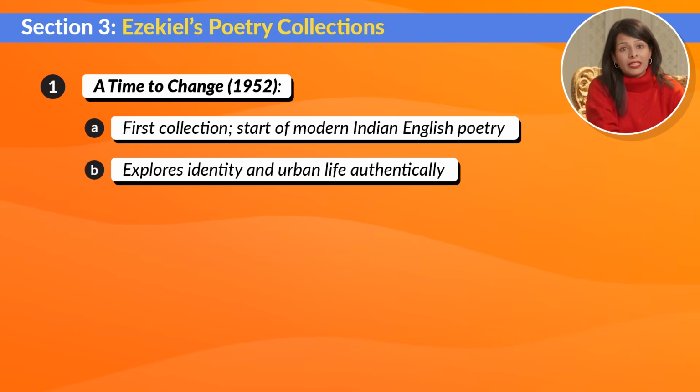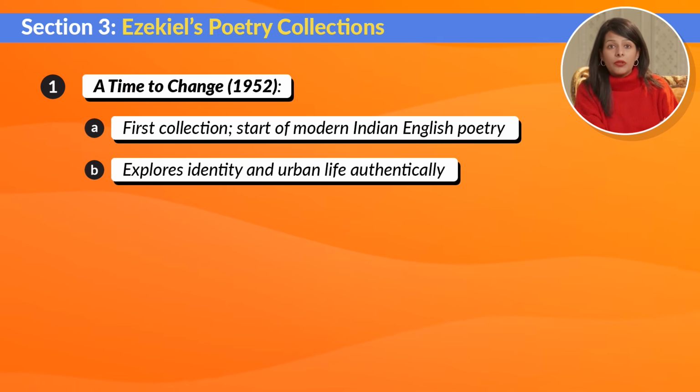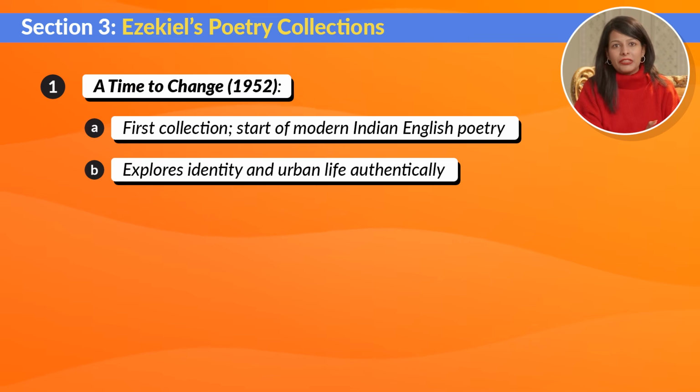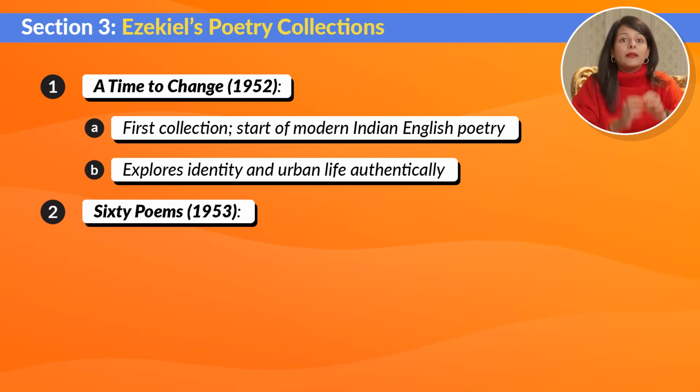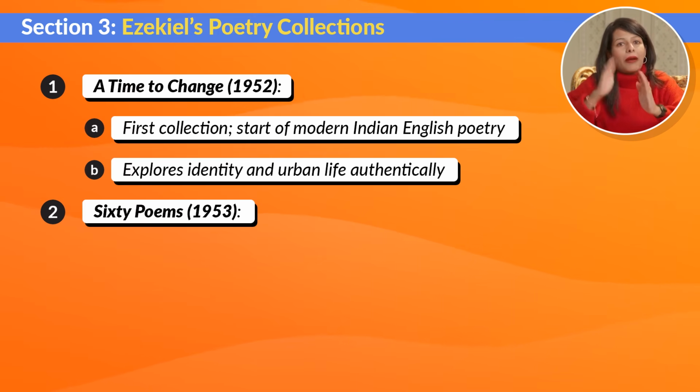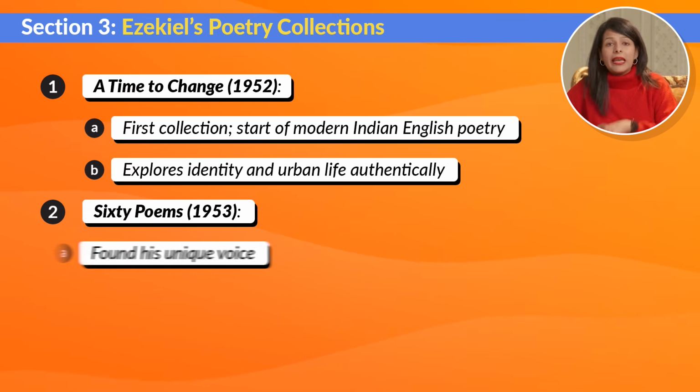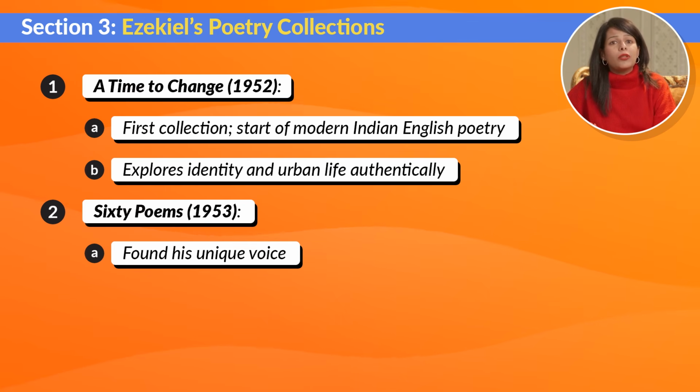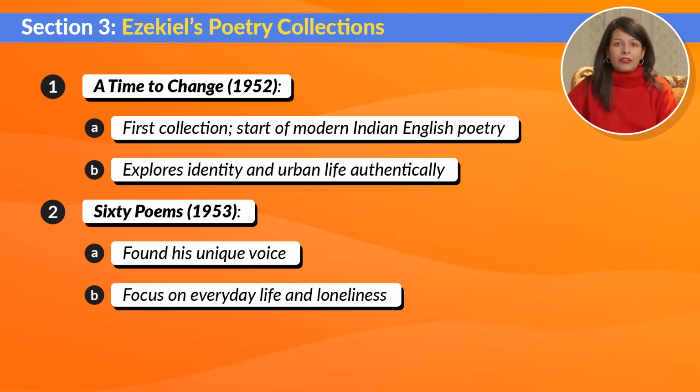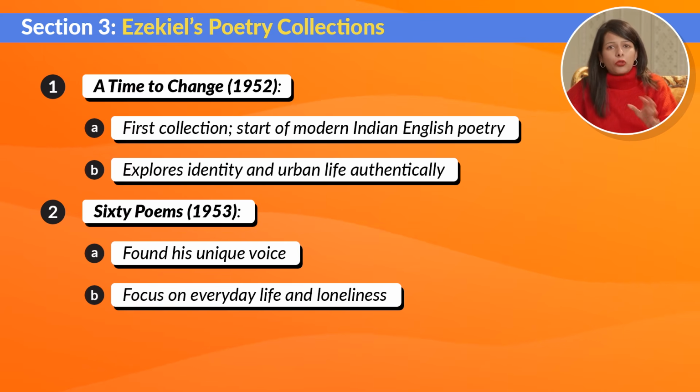The poems explore identity, modernity, and urban life, showing that Indian experiences can be expressed authentically in English. Secondly, there is 60 Poems from 1953. This collection helped Ezekiel find his unique voice. It focuses on everyday life, relationships, and feelings of loneliness in a busy world using simple language and honest emotions.